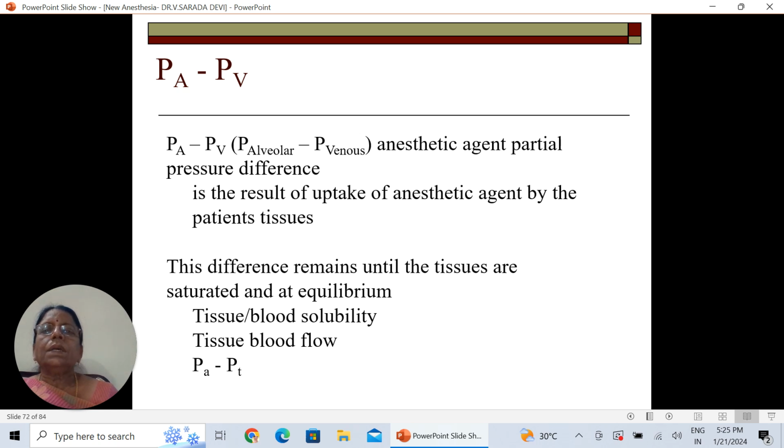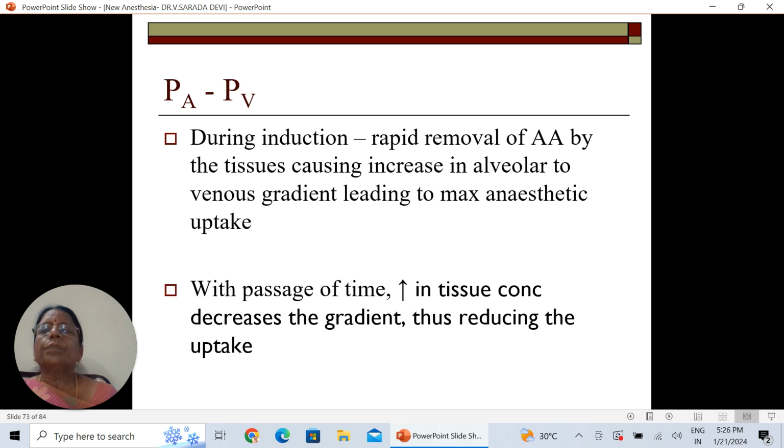The alveolar and venous anesthetic agent partial pressure difference is the result of uptake of anesthetic agent by the patient's tissues. This difference remains until the tissues are saturated and at equilibrium, depending on tissue and blood solubility and tissue blood flow. During induction, rapid removal of anesthetic agents by the tissues causes an increase in the alveolar to venous gradient, leading to maximum anesthetic uptake. With passage of time, there is an increase in tissue concentration, which decreases the gradient, thus reducing the uptake.